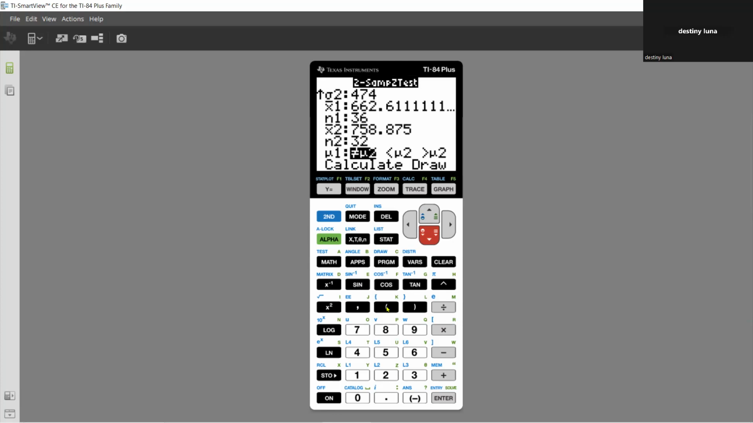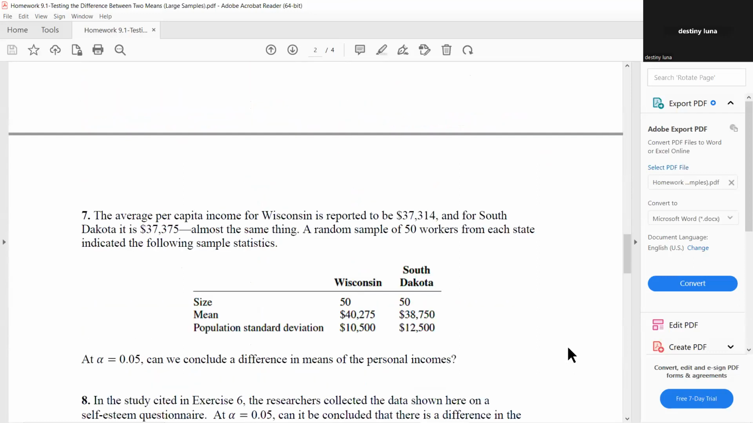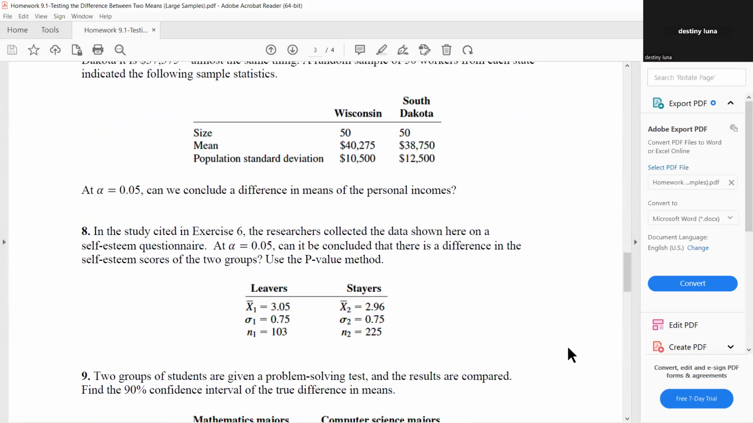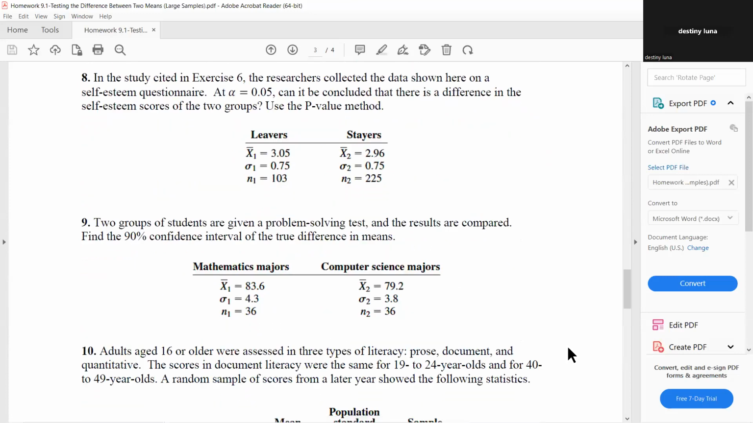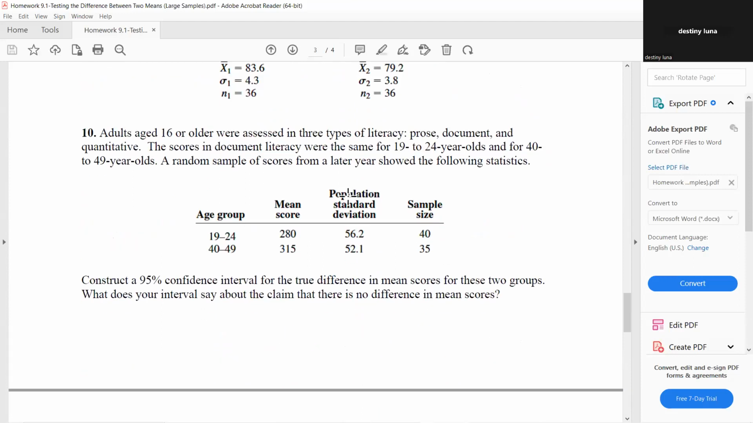The other thing to be aware of is that when you get to number, I believe it's number 8. No, number 9, I'm sorry. 9 and 10, you're not doing a hypothesis test. 9 and 10 asks for the confidence interval, okay?